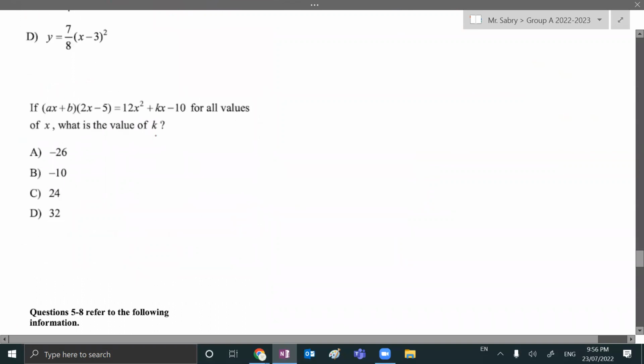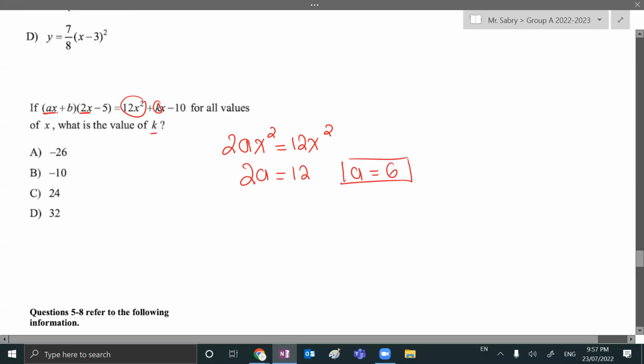طيب, this one, what's the value of k? You just need to know that this one multiplied by that one should give me this. So a times 2, yani 2a x squared, should give me 12x squared, which means that 2a is equal to 12, which means then that a is equal to 6. So this is 6x. Now also know that this number اللي في الآخر along with this one, when I multiply them, they should give me this value here. So negative 5 times b should give me negative 10, which means that b must be equal to positive 2.